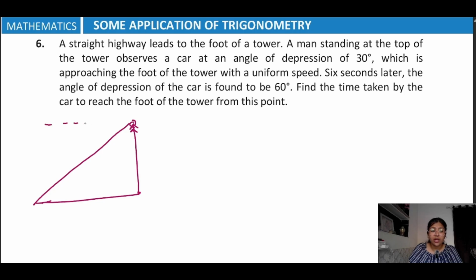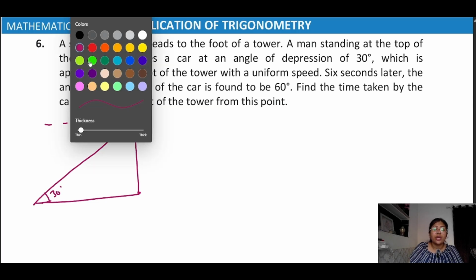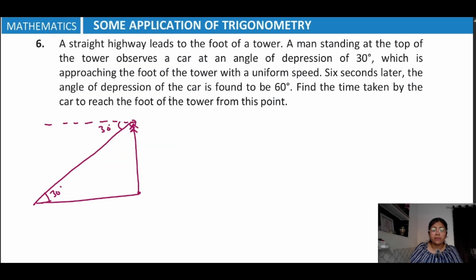He is observing the car and he sees that the angle of depression is 30 degrees. If this angle is 30 degrees, this angle is also 30 degrees by the alternate interior angle property. Now read, the car is approaching towards the foot of the tower with a uniform speed.